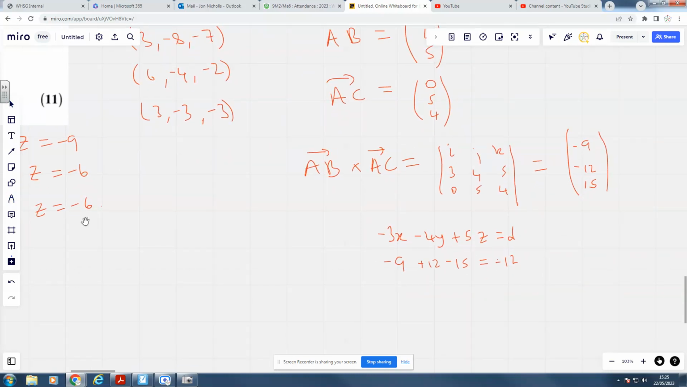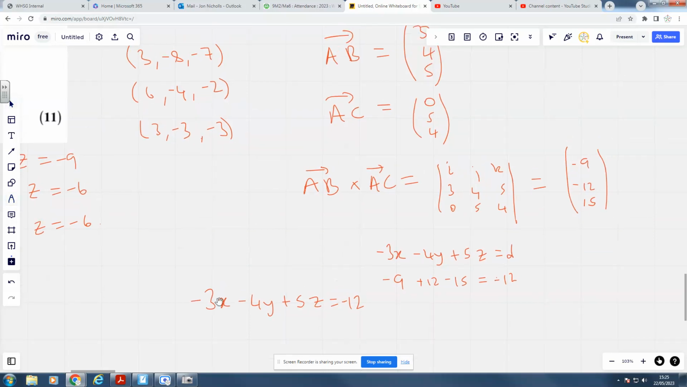Okay, so I think the equation of my plane is minus 3x minus 4y plus 5z is minus 12. Now, there's an easy way to see if I've made a mistake, which is to plug in another point, this point. I've got minus 18, and then plus 16, and then plugging in minus 2, minus 10, yeah? I've got minus 12. Yeah, that one works.